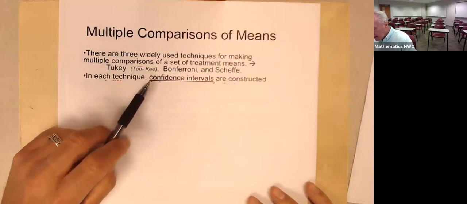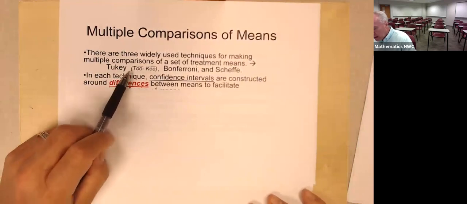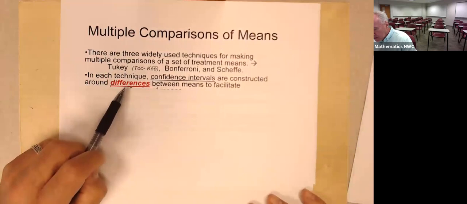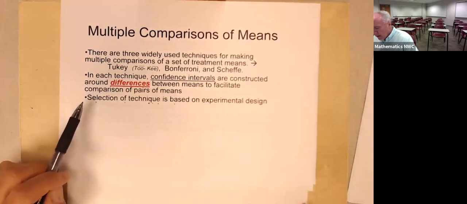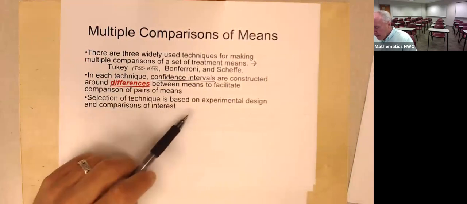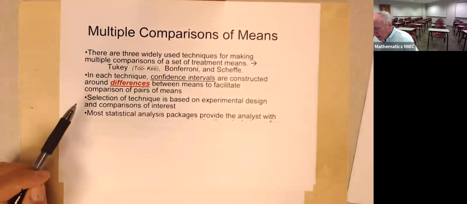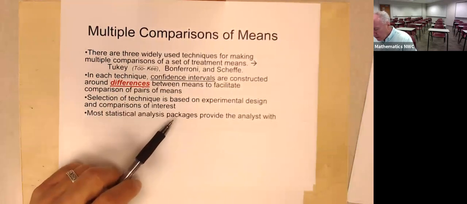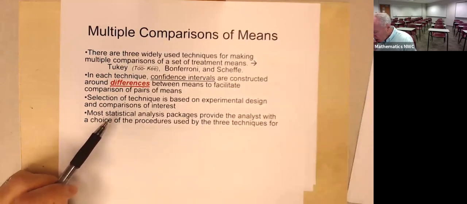In each technique, the confidence intervals are constructed around the differences. Remember, when I'm looking at 2 of them, I'm looking at the difference between the means. The difference, keep that in mind. The selection of the technique is based on the experimental design, in other words, which one I'm going to be using. Most of the packages, computer printouts, will give you some help in determining these.